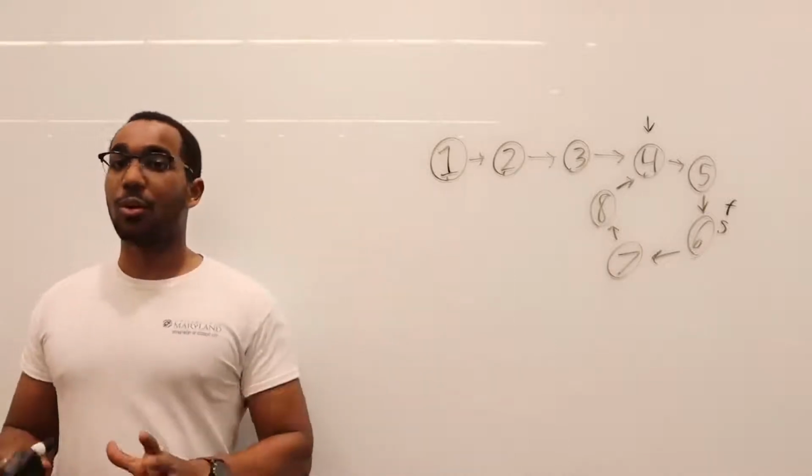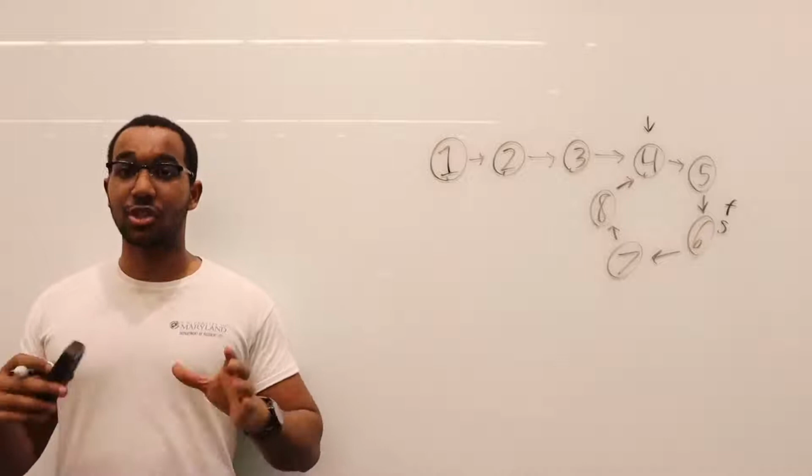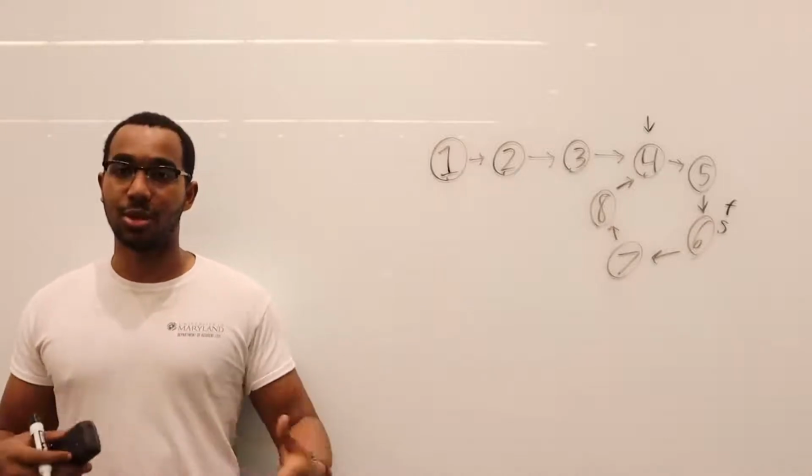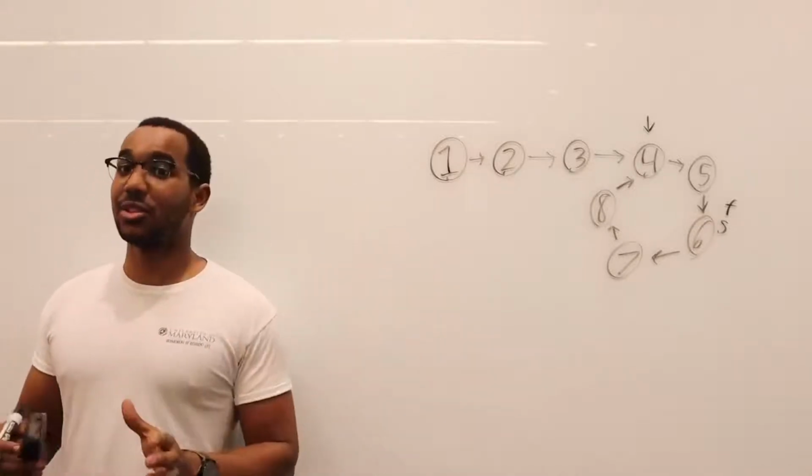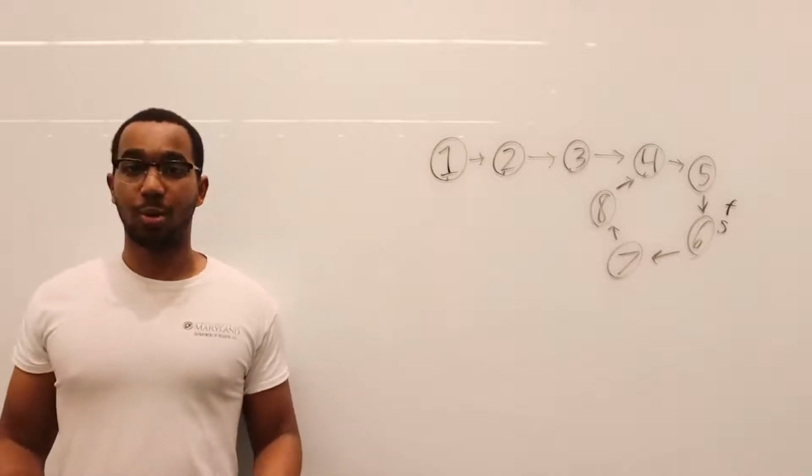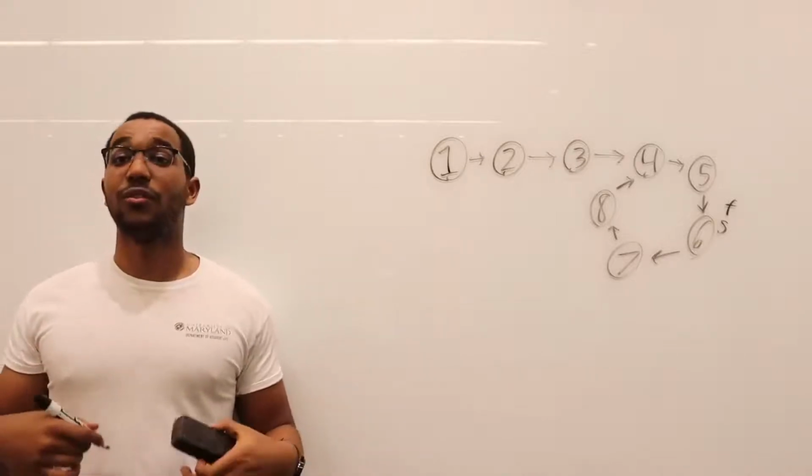So first off, we're going to find the length of the cycle. And again, just stay with me. This is going to make sense as we do this. We're going to find the length of the cycle. We can move either pointer forward. We're going to use the slow pointer to find the length.